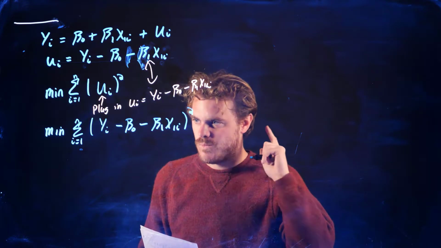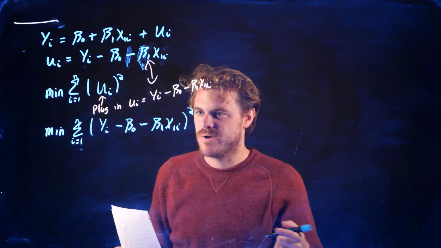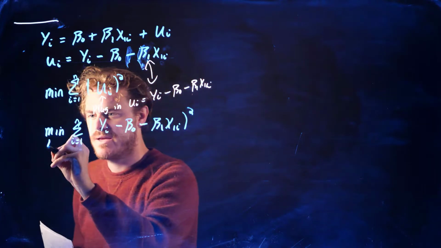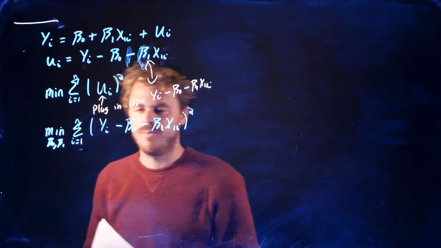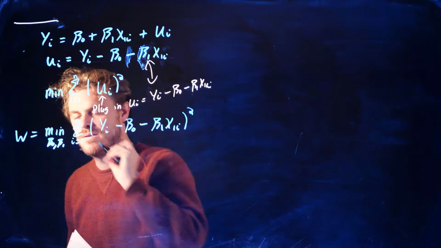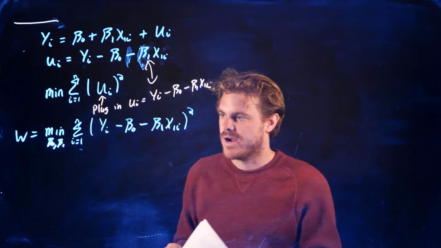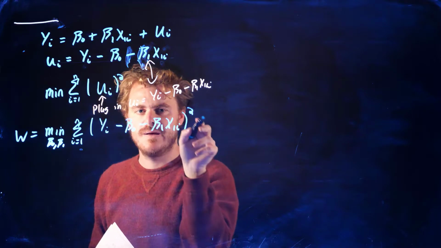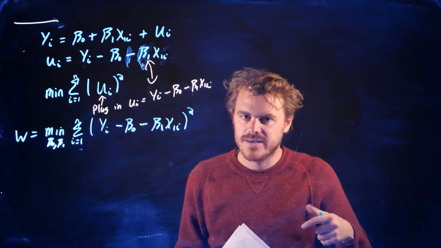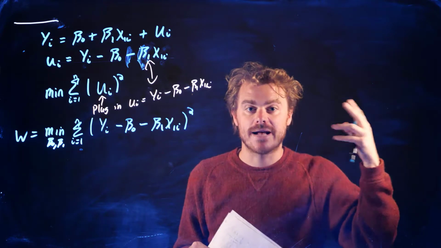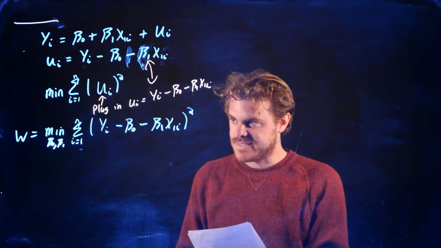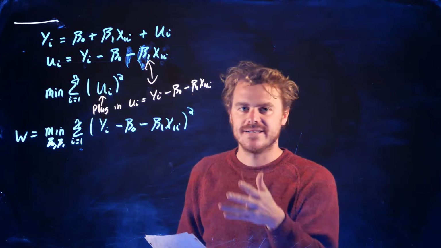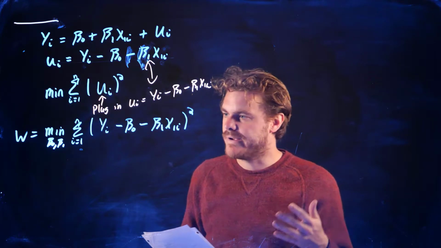Now, we're minimizing, but we've got to minimize over something. Well, what do we get to pick? We get to pick what our estimators are, right? We get to pick beta 0 and beta 1. So maybe this is our estimator here, and it's whatever beta 0 and beta 1 we get that minimize this squared difference between our observed values and our guess, or our estimate. So that's the idea. You might have seen minimization and maximization problems in intermediate micro or macro.